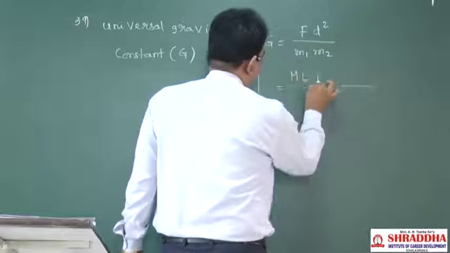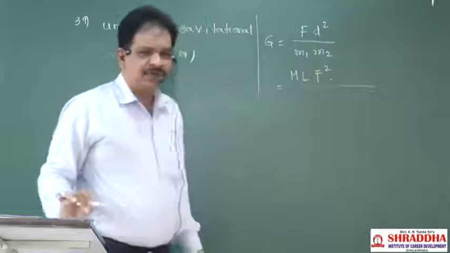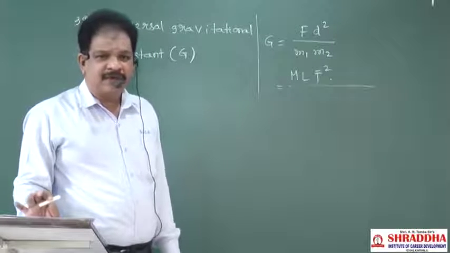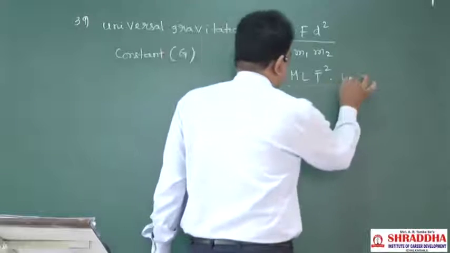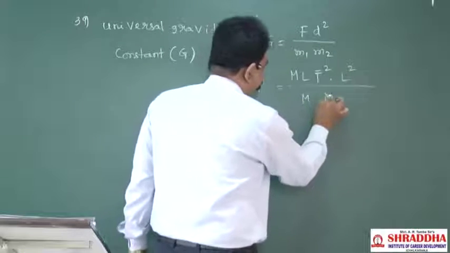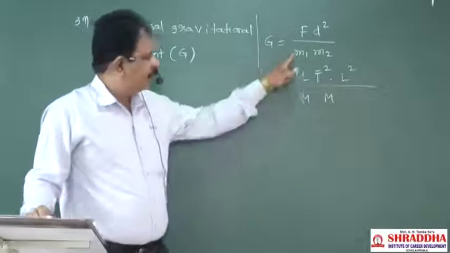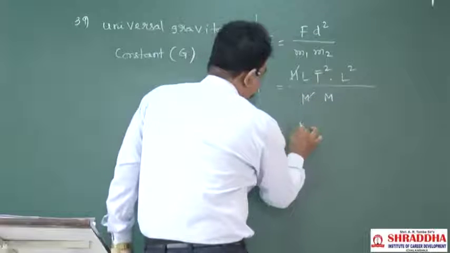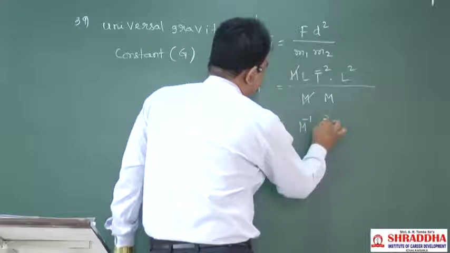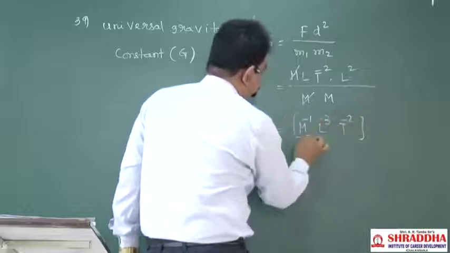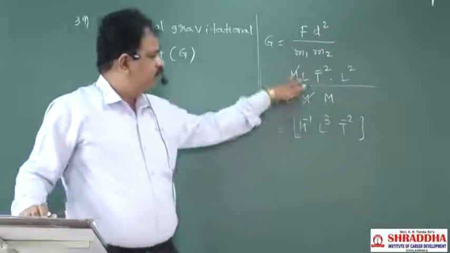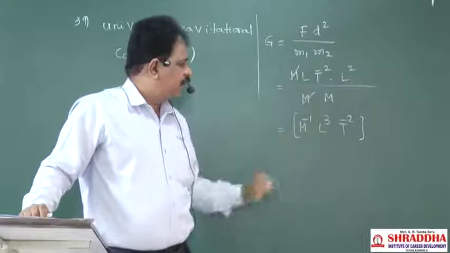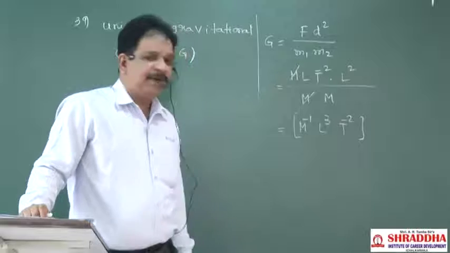M L T power minus 2 d square. D is distance. Distance is a form of length, so it will be L square. This is M, this is M. Mass M, mass M, so M will cancel here. This value, M power minus 1 L cube T power minus 2. This M will come to the numerator, so M power minus 1 L into L square, that will be L cube into T power minus 2.